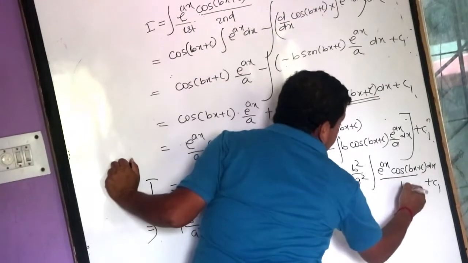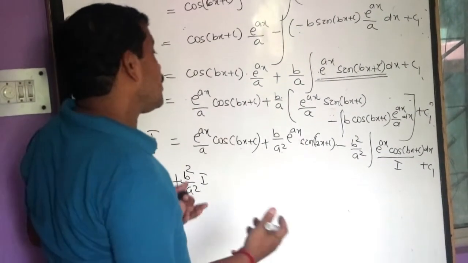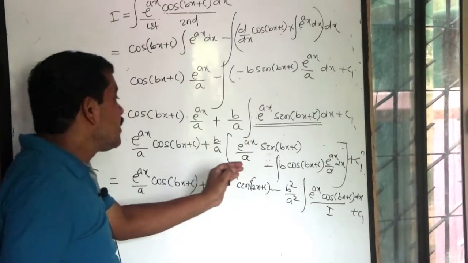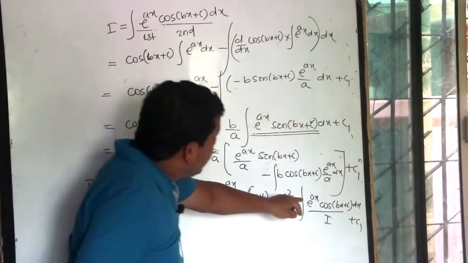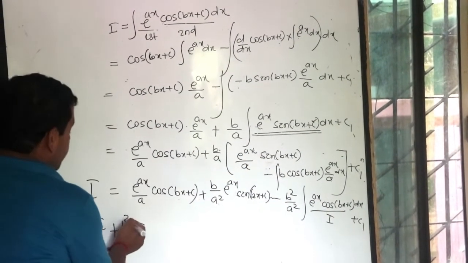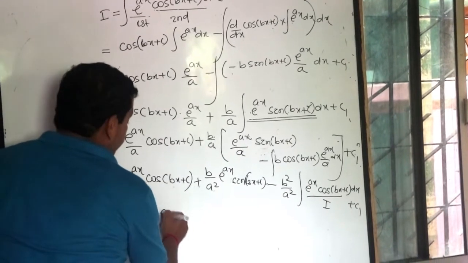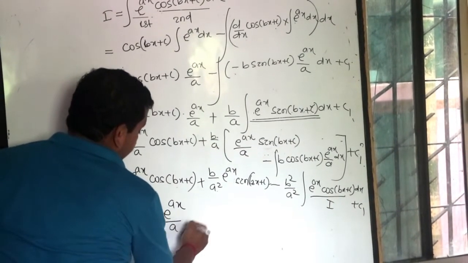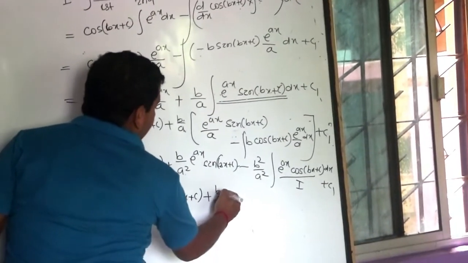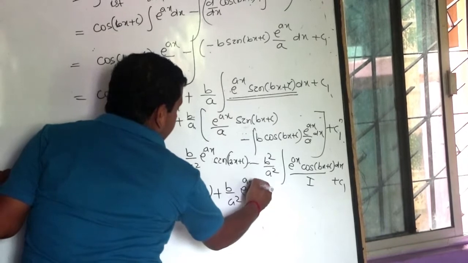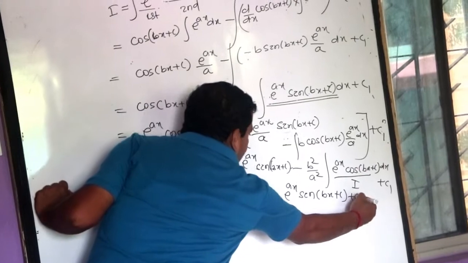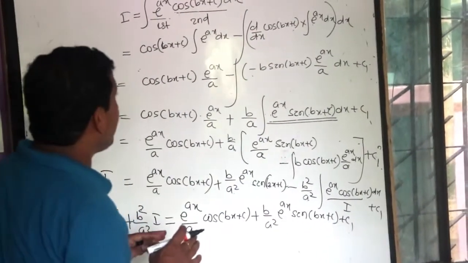This integration is I, it is repeated once more, so this integration is taken as I, and putting I in place of this integration and taking it to the left, we have I plus b square by a square I equals to e to the power x by a into cos bx plus c, plus b by a square e to the power x into sin bx plus c, plus c1. Then we have to evaluate I.